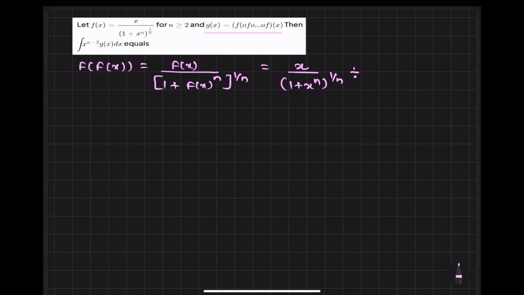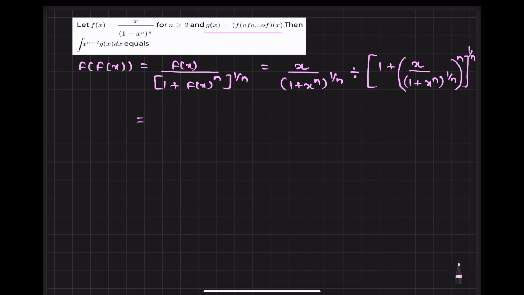Okay, so it is 1 plus, in place of x you have to write this thing, x by (1 plus x power n) power 1 by n, and then we have some other power. This was your f of x, and then power is n, and then we have power as 1 by n. Okay, so you have to simplify this thing.